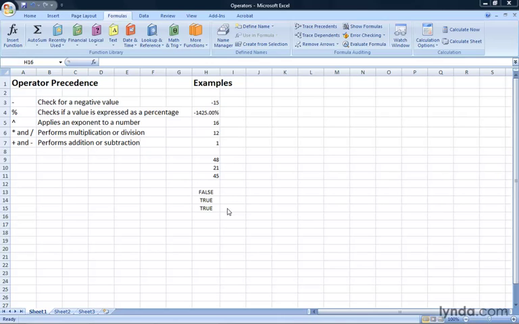Always be sure to verify that your formula's operations occur in the desired order. If you're getting an answer you don't expect, that's a great first place to look for an error.